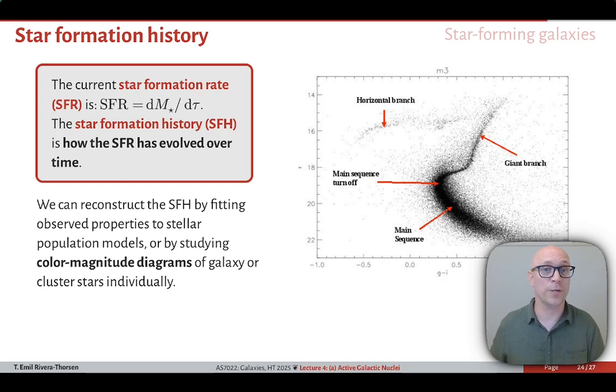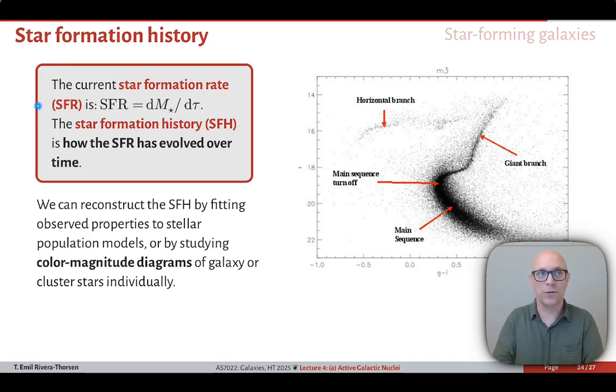The first one, which is the most important one, is the star formation rate, or the SFR. And the SFR is simply the rate at which stars are formed in the galaxy. So it is how many solar masses of star are formed per year in a galaxy.